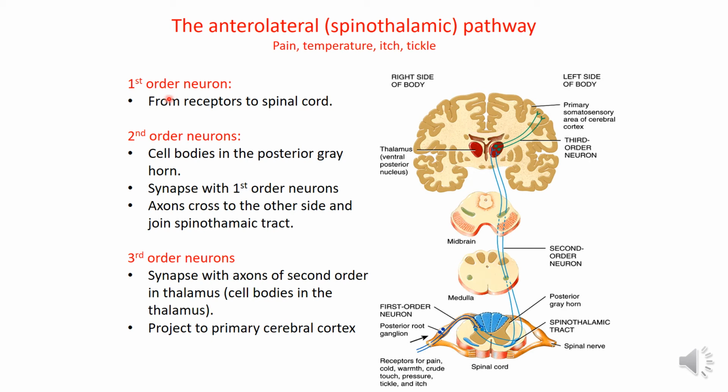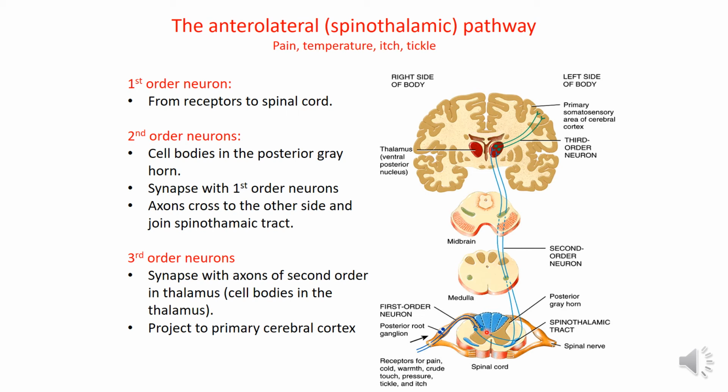We have the first order neuron arising from the receptor to the spinal cord. Here, the first order neuron arises from the pain receptors, and touch receptors for tickling and itch, and some of the pressure sensation, which is crude pressure, plus cold and warm sensation, are carried by the sensory neuron. The sensory neuron will terminate in the dorsal horn nuclei. That is the termination of the first order neuron.